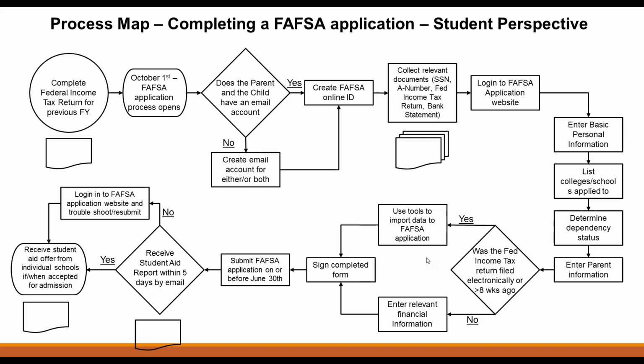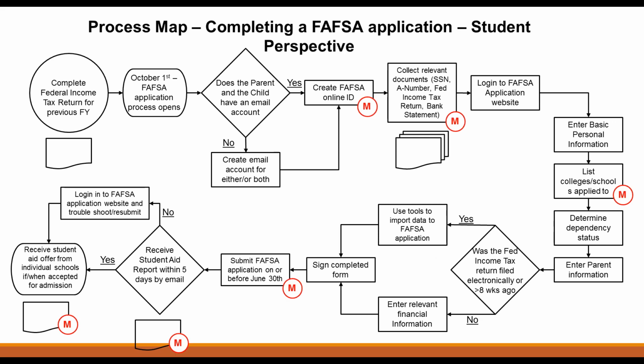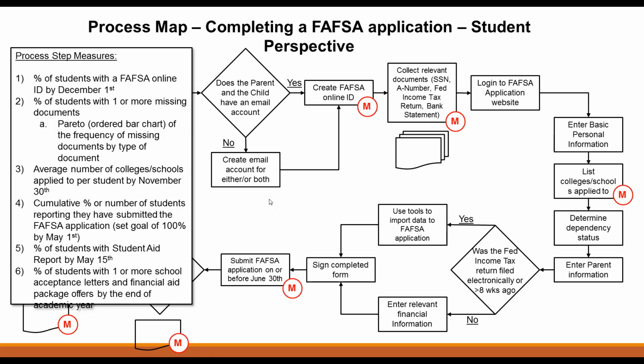If you click once, you'll see some red circles with M's embedded. These are checkpoints along the way where it was relatively easy to collect data on whether or not that step is completed. If we click one more time, we should see a set of process step measures. So we have a single process, the FAFSA process, and a set of step measures. Each one helps us understand the flow of the process and whether or not it's working well in practice.